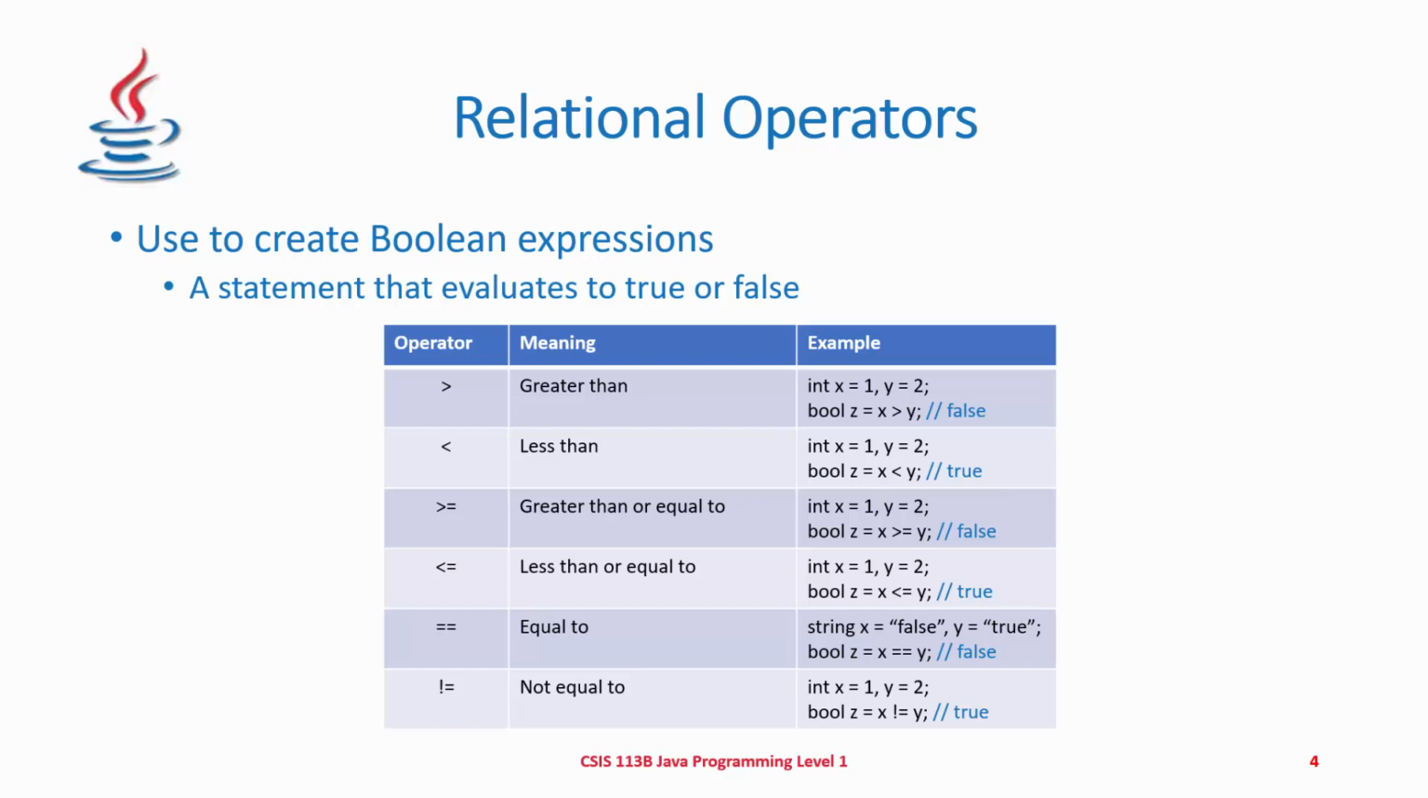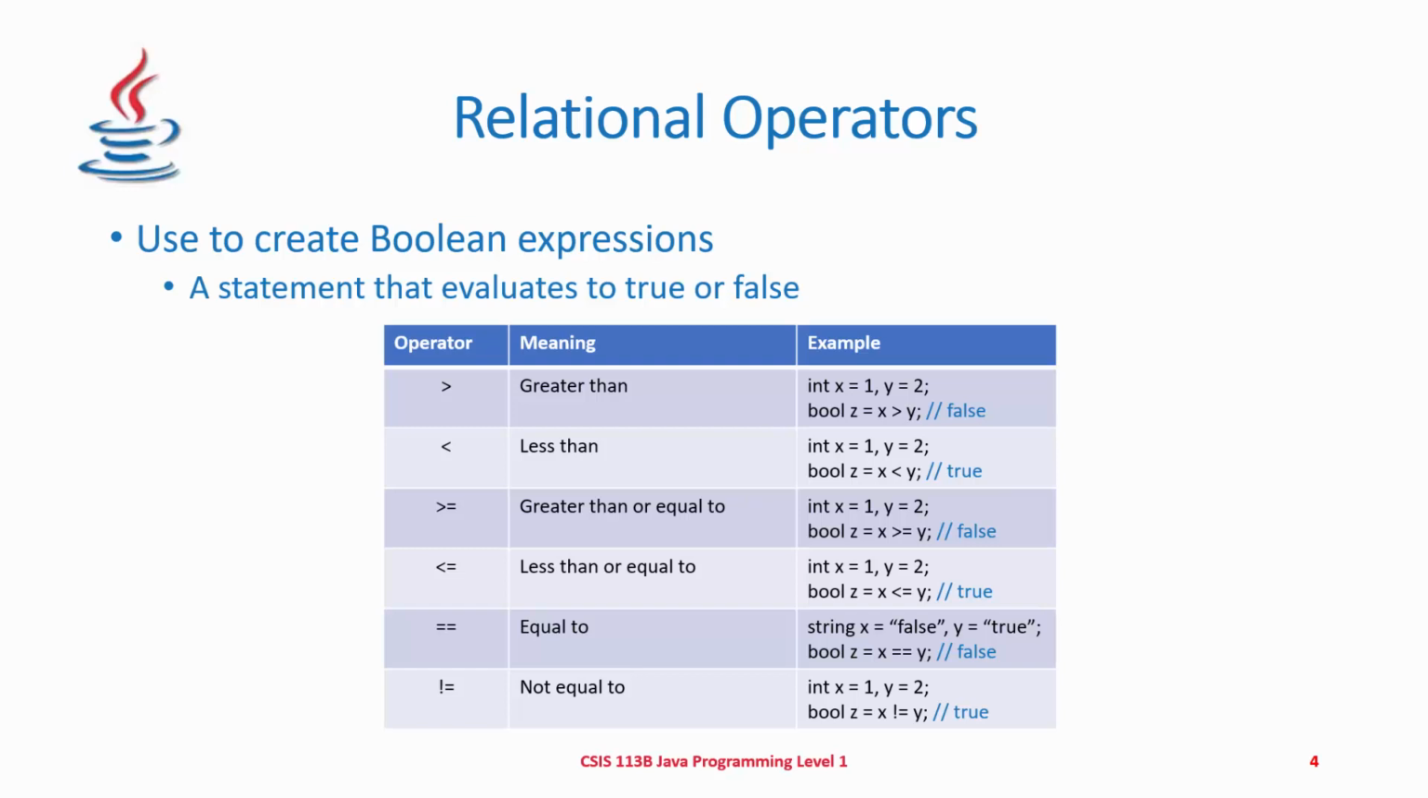The next operator is the less than operator, checking to see if something is a lesser value than another. Again, we have an example on the far right with x being 1, y being 2. And in this case, when we compare x to see if it is less than y, it is less than y, so that is a true statement. So that means that the z variable would be assigned the value of true.